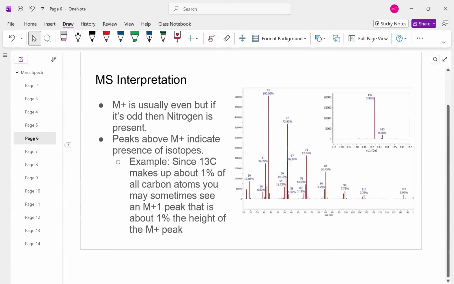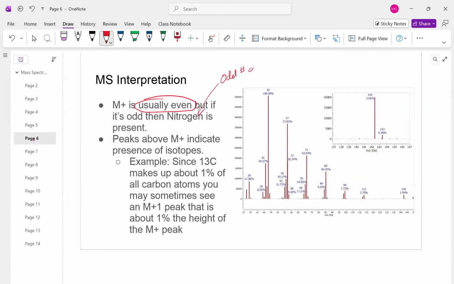Now, generally, the molecular ion is usually even, but if it's odd, then what that means is you have an odd number of nitrogens present. Sometimes that's a useful thing, sometimes it's not. But if you think you have a nitrogen in your compound, then the mass spec would show an odd molecular ion if you had an odd number of nitrogens. So if you had one nitrogen or three or five, the molecular ion would be an odd number.